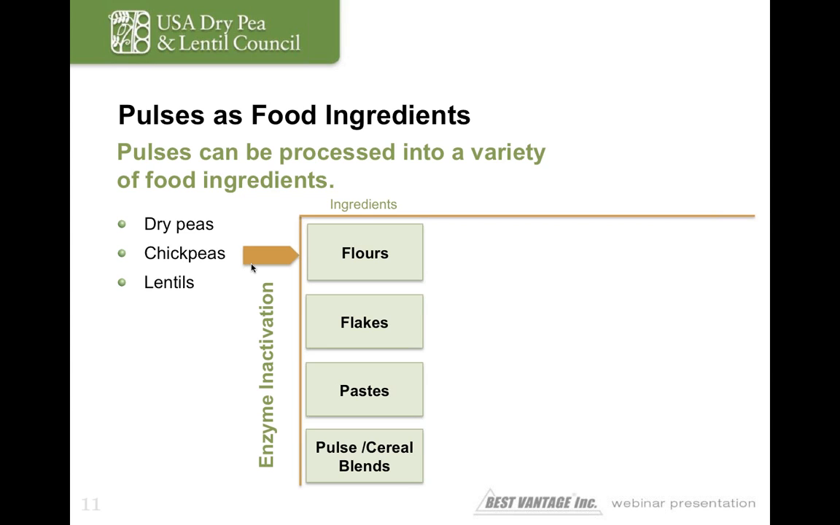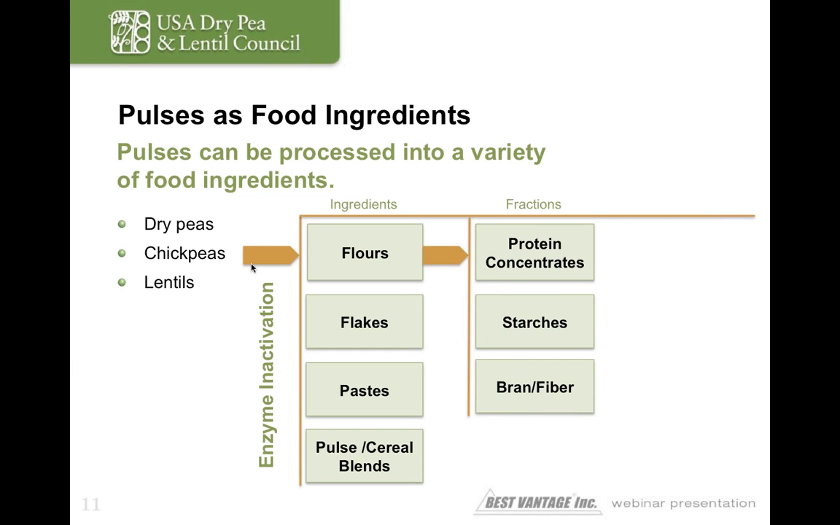A very important step I should point out in the conversion of pulses to food ingredients is that you have to have an enzyme inactivation step. The reason for this is because, like soy, there are lipoxidase enzymes that must be inactivated, or you may get some off flavor development. But enzyme inactivated pulses are processed into flours, flakes, pastes, and then also pulse cereal blends.